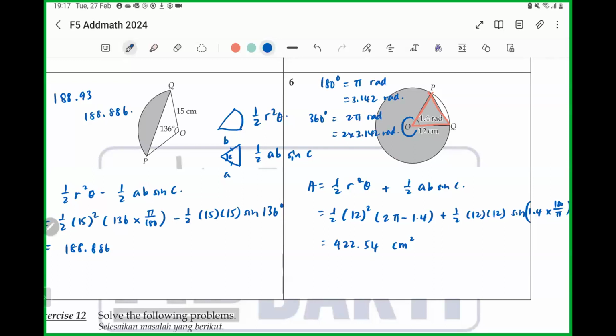So here, because we are finding the angle of the other side, you will need to take the whole circle minus the 1.4 here. So I'll take the whole circle, which is 360 degrees, in radians will be 2 pi. Take the 2 pi minus the 1.4.